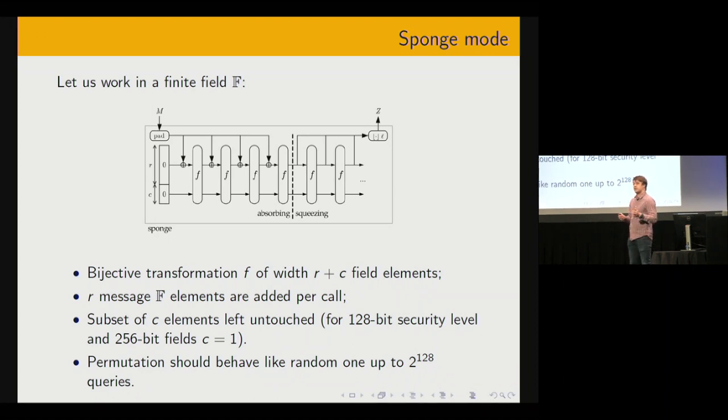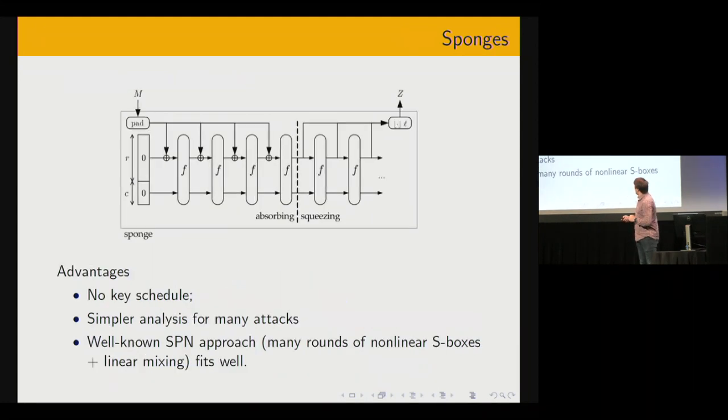The idea is that if you hash a long message, you split it into parts and add the chunks repeatedly into the internal state, not touching the capacity part. The advantages of this approach are that there is no key schedule, you can put the key into the input, the analysis is simpler, and we know how to design good permutations. At least we know it for the binary case, the bit case. Let's see how we can make it for prime fields.